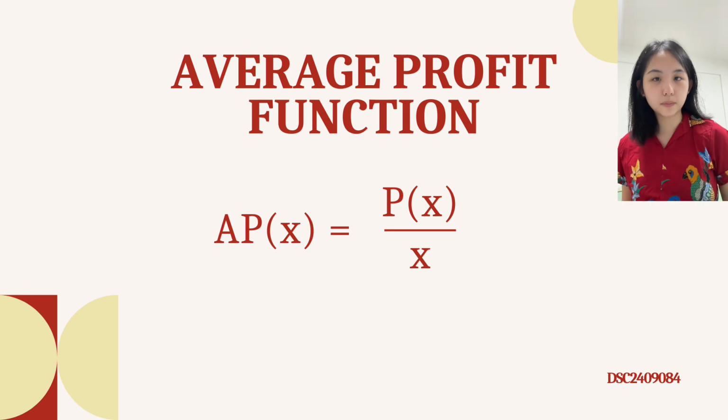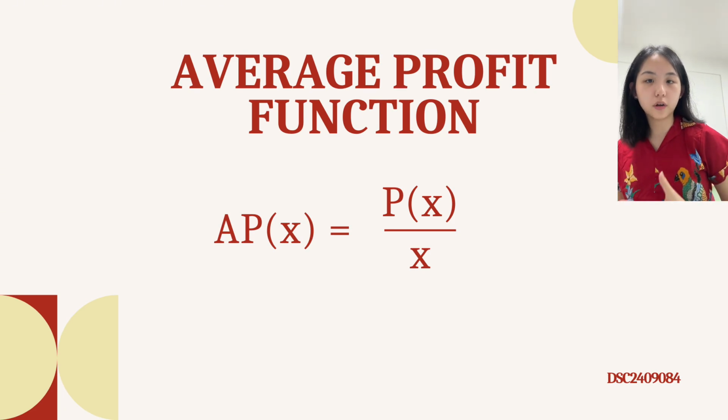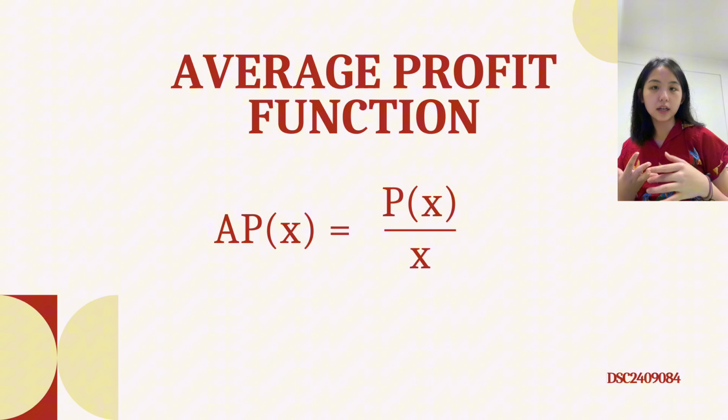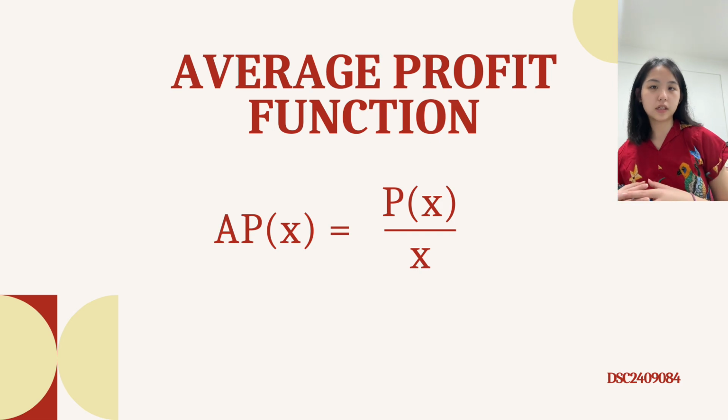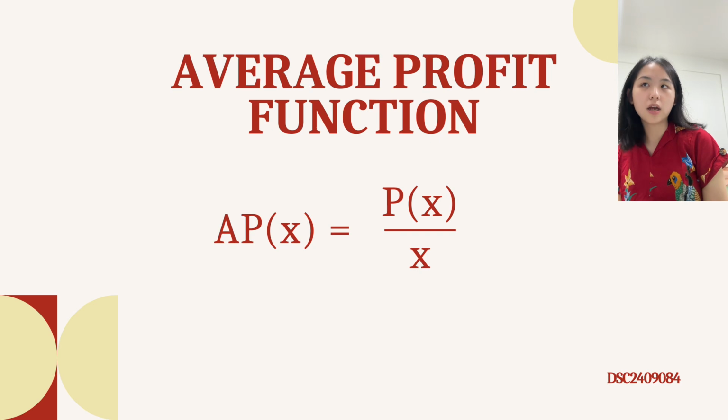Next, we also have the average profit, or AP function, which represents the profit earned on average from each unit sold. The formula is AP of x equals P of x over x. The total profit P of x is the entire profit from sales, and x is the quantity of units sold. Dividing the total profit by the number of units sold gives the profit per unit, or the average profit.